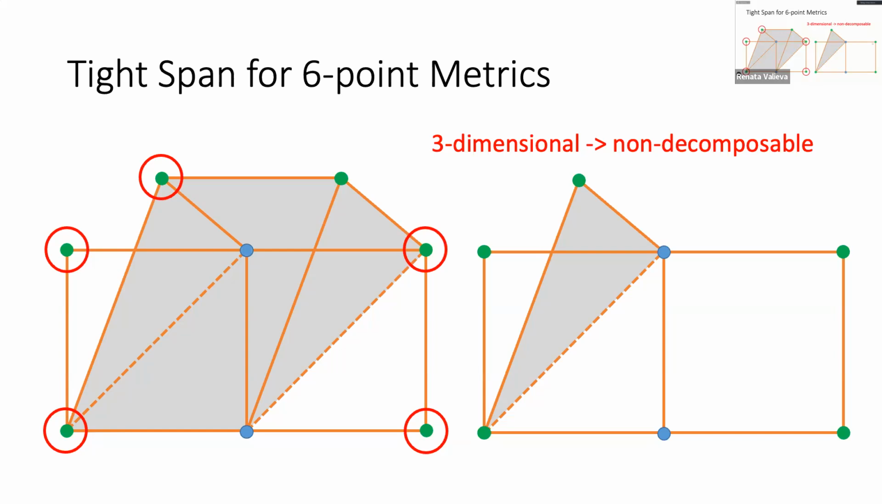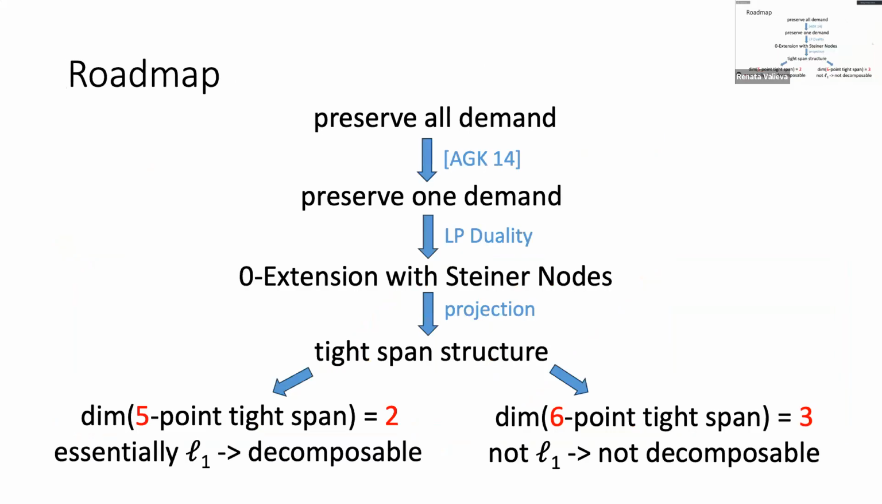So that's all for the results, the second part. If you look at the roadmap, we want to construct a flow sparsifier, for which we want all demand conditions to be preserved. The previous work by Andoni, Gupta, and Krauthgamer shows that we only need to worry about one dimension. They can discretize the demand a little bit by paying an overall cost in the size function. And by LP duality, we can transfer preserving one demand into solving the zero-extension problem with the nodes.